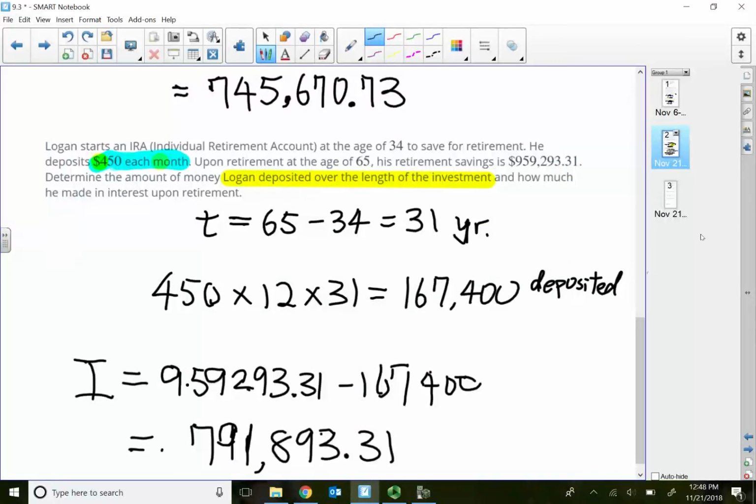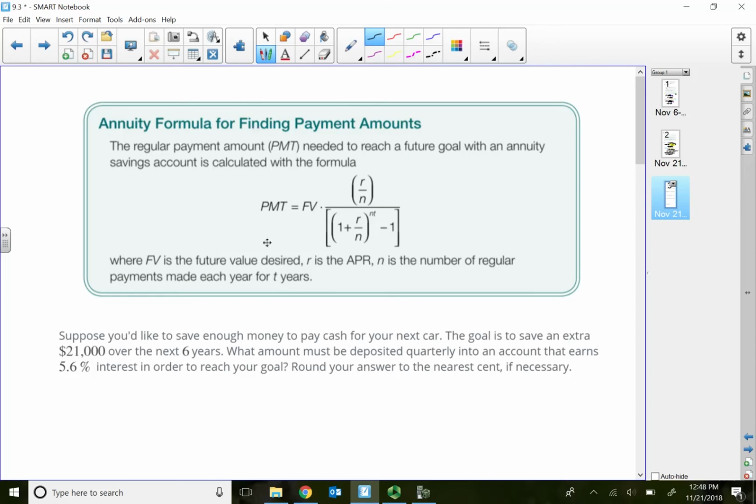In the next video, I'm going to show you how to look at the same formula, but figure out what the monthly payment is. Have a future value in our mind. What do you want to retire with? And then we can figure out the monthly payment.